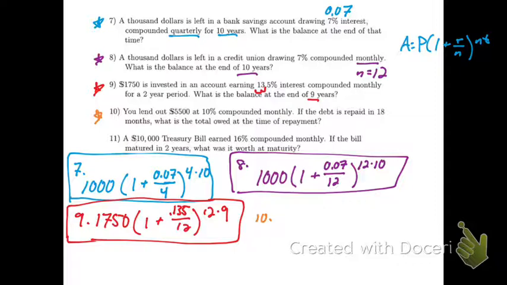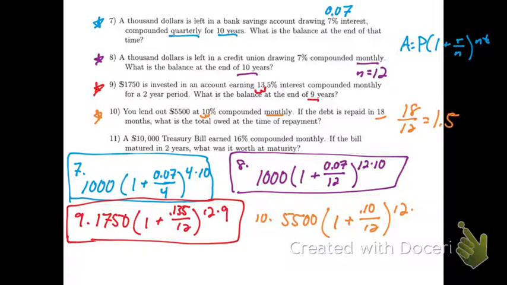All right, now number 10, $5,500. There we go. Now this one's also monthly, so it's going to be 1 plus something over 12, and then 12 times. And it says, what does it say? Compounded monthly, 10%, so 0.10. So same thing we did before. And then 18 months. It's still 18 over 12, so it gives you 1.5 years. So I wasn't wrong with that. I truly wasn't. Just wrong problem.